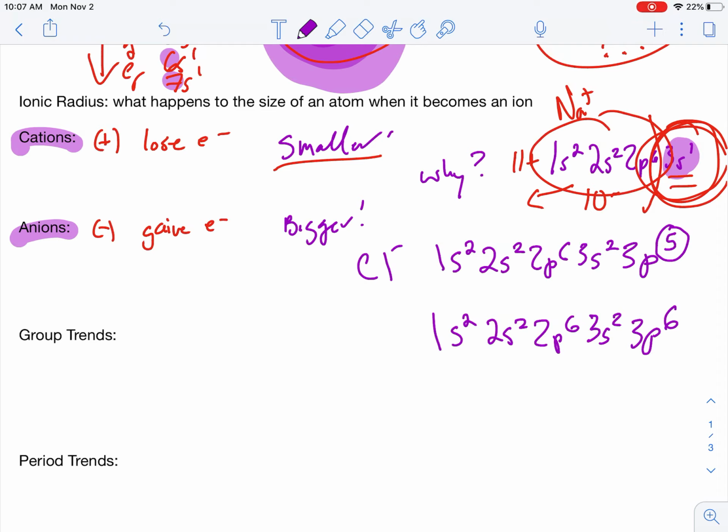I'm adding an electron, but I'm not adding any protons. So I have 17 positive things, but now I've thrown in yet another negative thing. You should remember that negative things repel. I'm throwing an electron into an existing shell, so it's not getting really any bigger. I'm just adding an electron in there. And because electrons repel, they're going to repel from all the electrons in that shell, and they're going to spread out. So my resulting size is going to increase or get bigger.